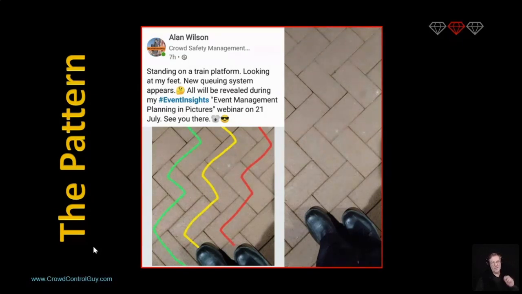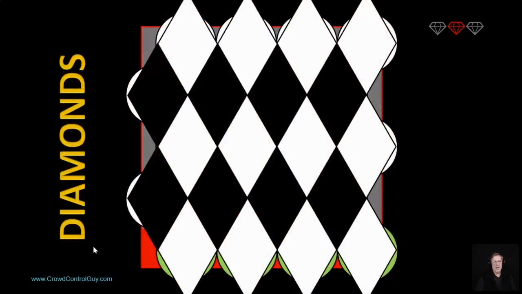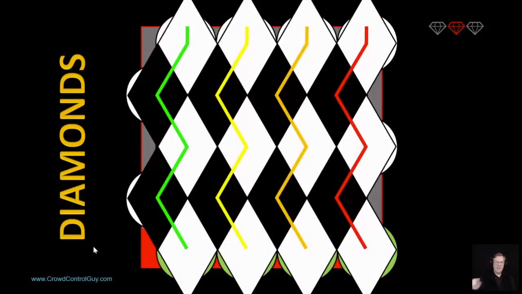The pattern is there. Your physical distance queuing pattern is right there in front of you. It is diamonds. There are your squiggly lines, and that is where I stopped Mark last night. Here's how you do it.